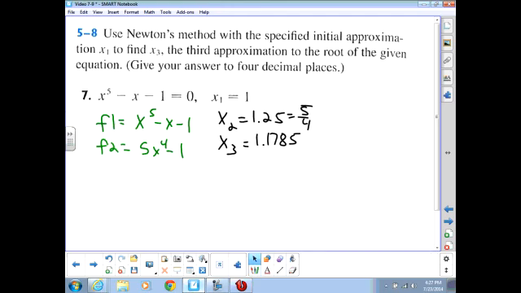So remember, the two different ways they could ask or tell you when to stop: they could either tell you a certain number of approximations. So in this case, they did that, and we stopped at x3. Or they could say until it matches to like 8 decimal places. So you'll just keep rounding your answer to the 8th decimal place, and you'll keep going until the x that you get matches the previous x.